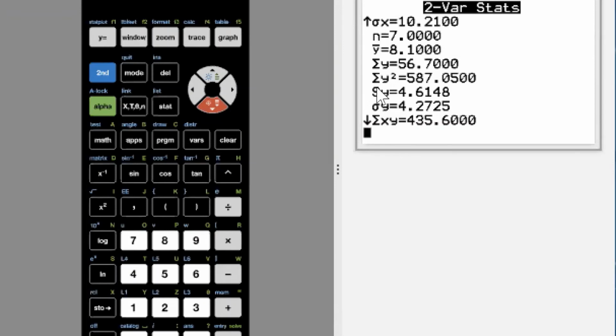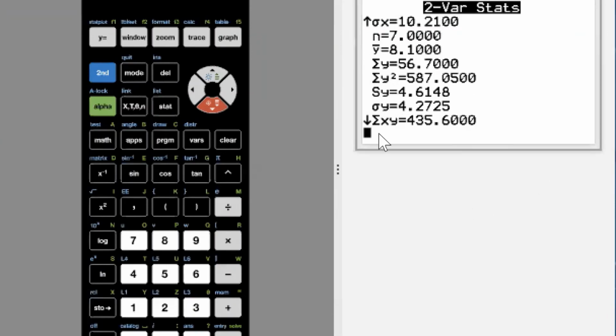What is that equal to? Please read it in your calculator. Sum of y squared is? 587.05. You got the correct result in your calculator.